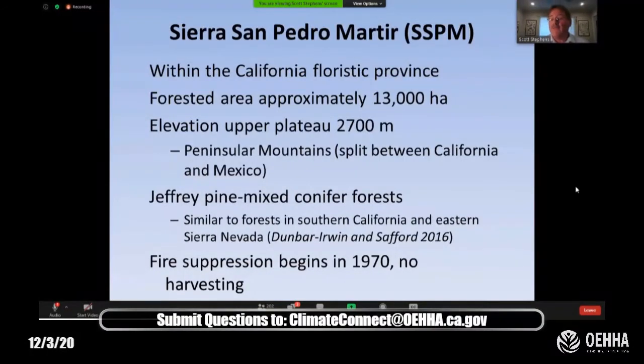Next few minutes, I want to go to a little different place. One of my favorite places, the Sierra San Pedro Mártir in Mexico. About 13,000 hectares, California floristic province, 2,700 meters. It's in the Peninsular Mountains. The Peninsular Mountains go right through the international border from San Diego down into northern Baja. Jeffrey pine mixed conifer, very similar to forest in the Lake Tahoe Basin, Eastern Sierra. Suppression begins in 1970, no harvesting really at all down here.